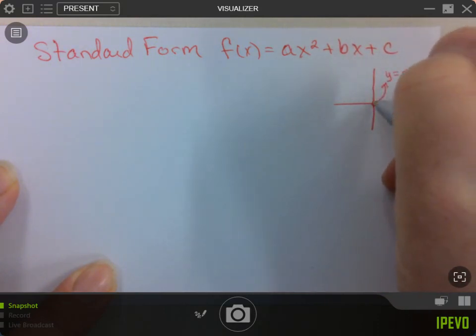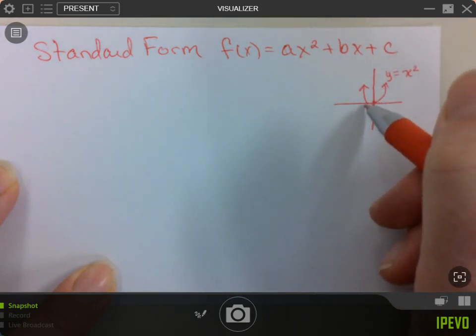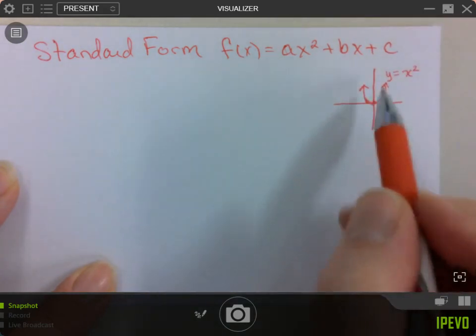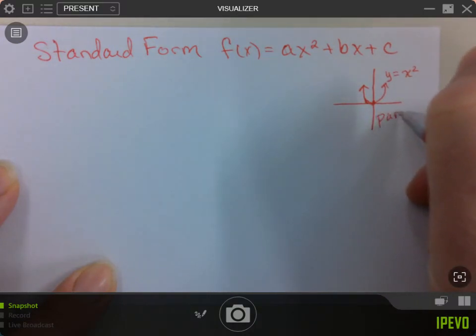Now, the parent function, y equals, or f of x equals x squared, starts at 0, 0, and it builds out from there. 1, 1, 2, 4, negative 1, 1, negative 2, positive 4. Hopefully yours looks a little better than mine. So that's your parent function. Everything's based on that, and you're right, that's called a parabola.